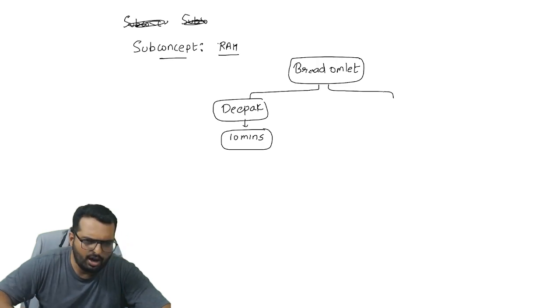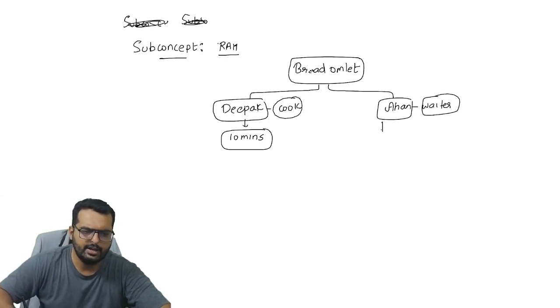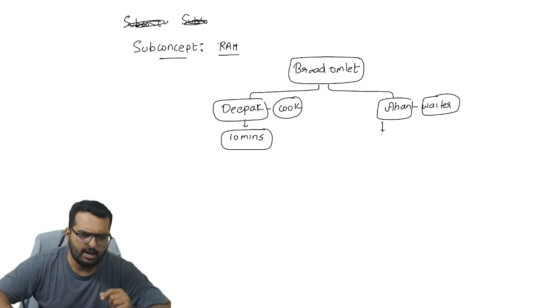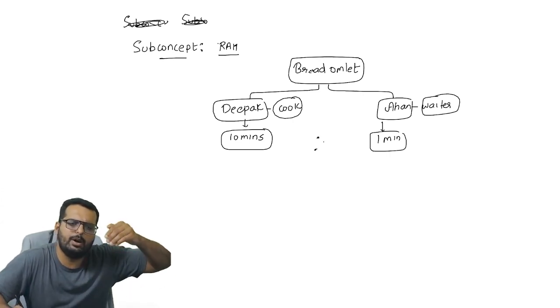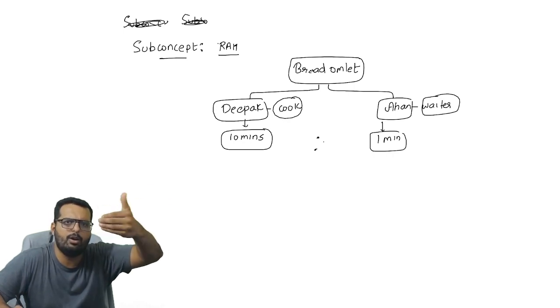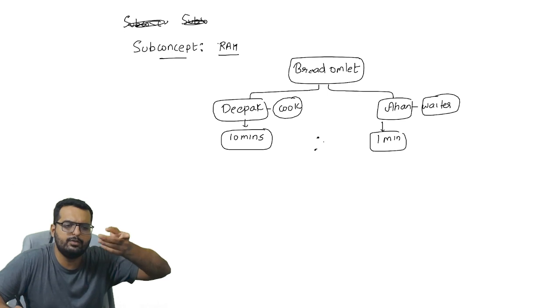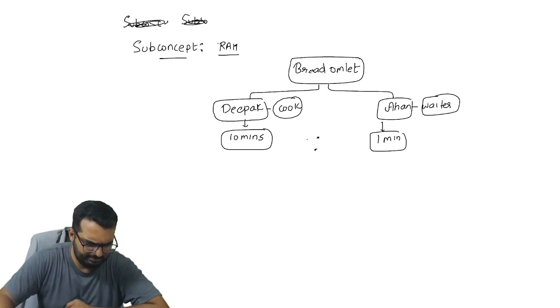I'll catch one more fellow from this class. Let me catch Ahan. Let us assume Deepak is the cook and Ahan is the waiter. So what is the role of a waiter, friends? He will deliver the food to the customer. Assume it takes him 1 minute to deliver the food. So can I not say every time it takes Deepak to make a bread omelette, it will take him 10 minutes. Ahan will take another 1 minute for delivery. So the ratio of Deepak to Ahan will be how much? 10:1. All right.